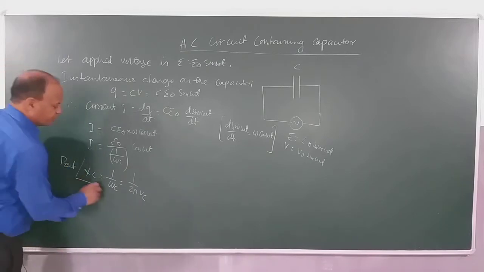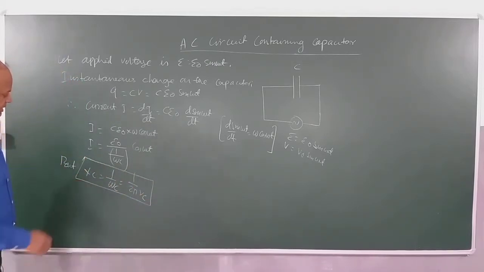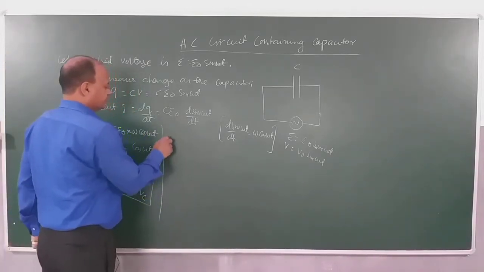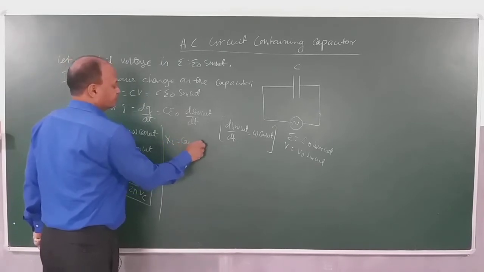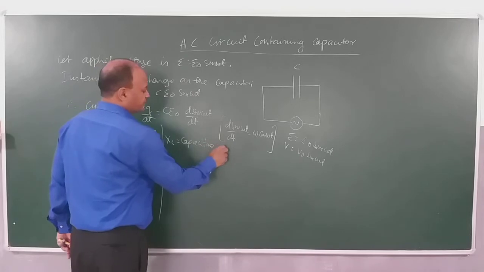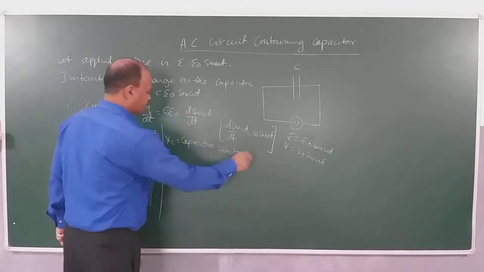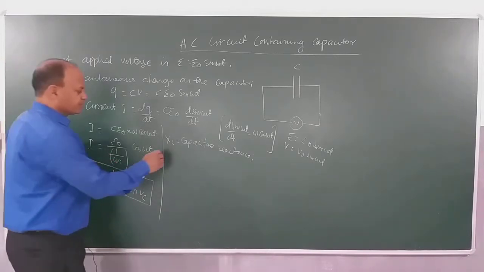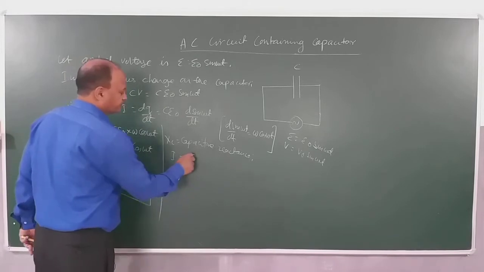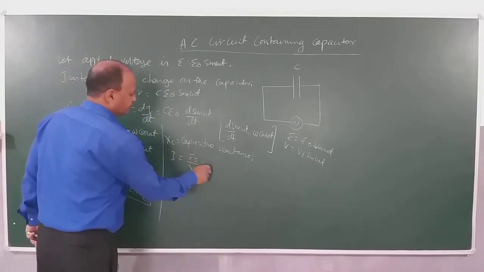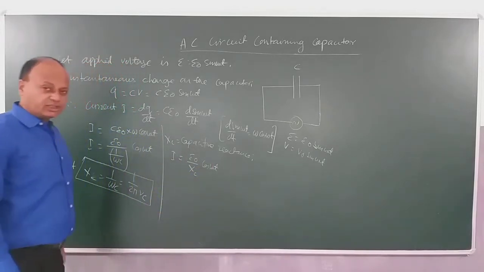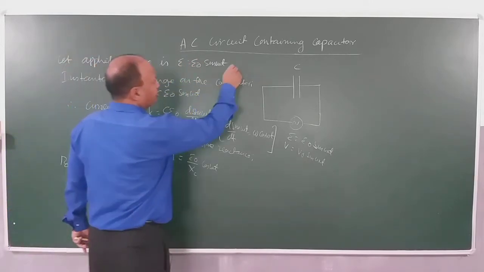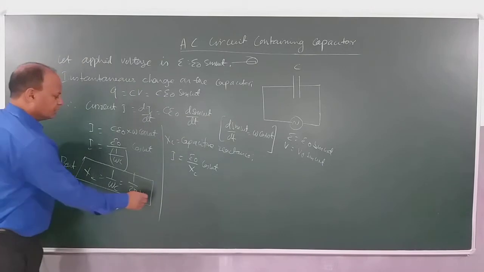So, here we came across a new term, X subscript C, and this constant is called capacitive reactance. If I put this value of capacitive reactance here, I becomes E naught by X C into cos omega t. Now let's work on this result again. This is equation 1. This is 2.